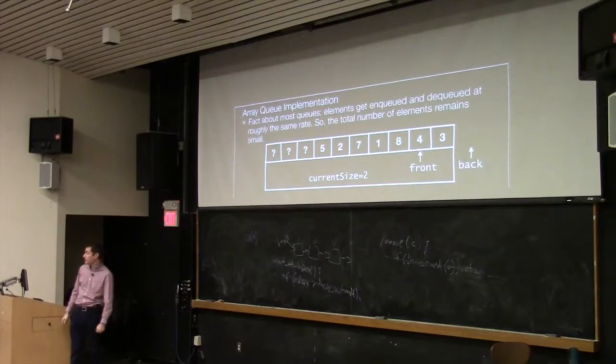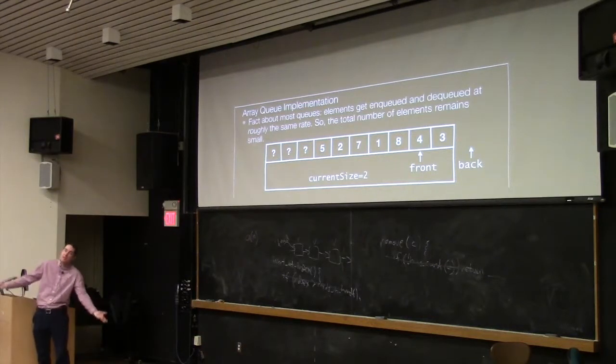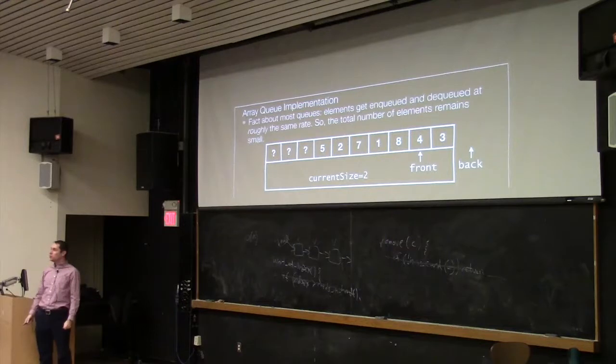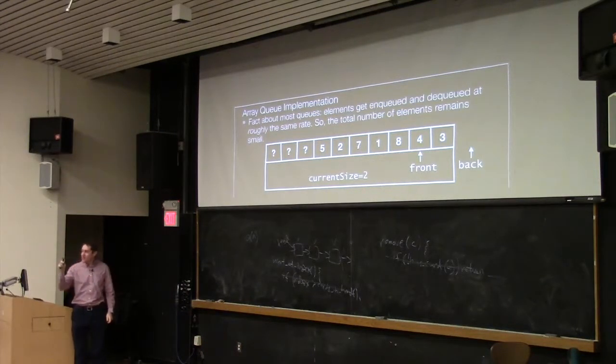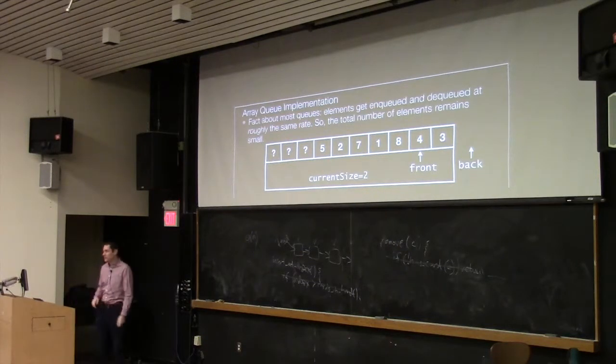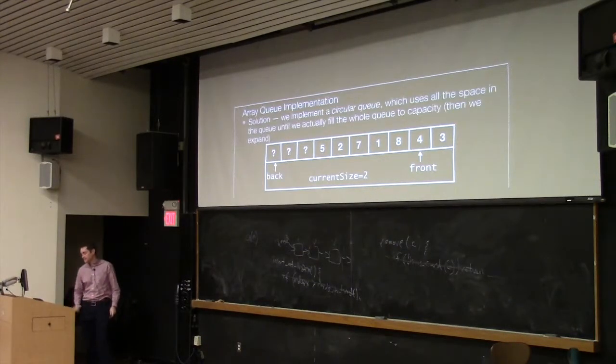If you're a supermarket, you hope that there's always some people in line, so you're selling stuff, but you don't want the lines to be more than 3 or 4 people. So generally, your queue isn't going to grow super big, and it's not going to shrink down to 0, but it will go up and down a little bit. What's nice about that is we should just reuse all of these elements.